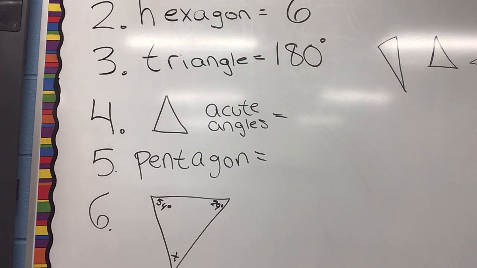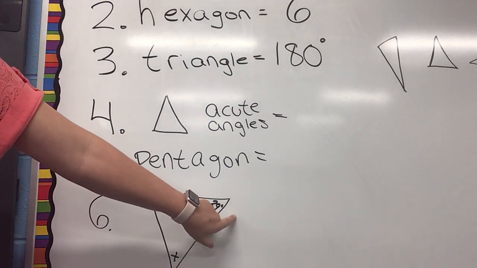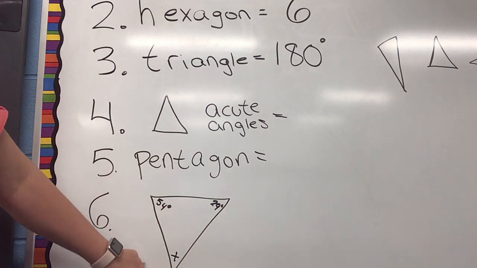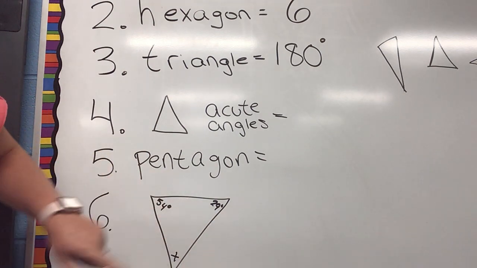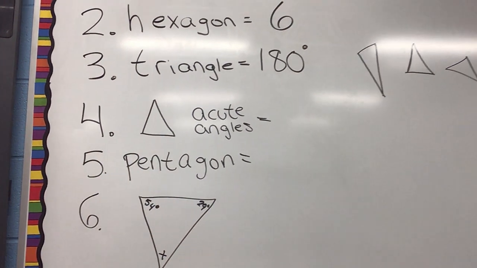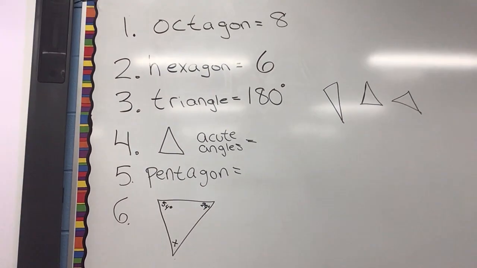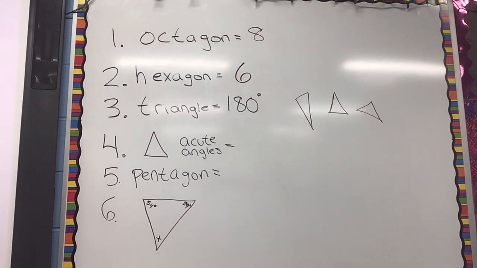Number 6. Find my missing angle for number 6. I have 54 and I have 29. What is my missing angle of X? I have some friends who are just sitting, guys. I can tell who's going to be doing good on my test tomorrow. My friends who are participating.